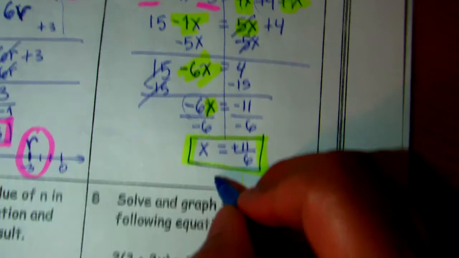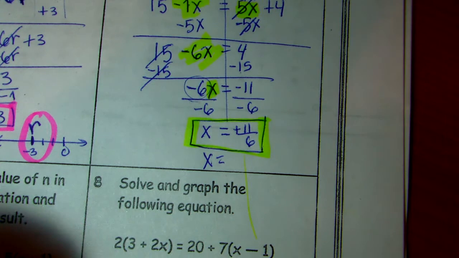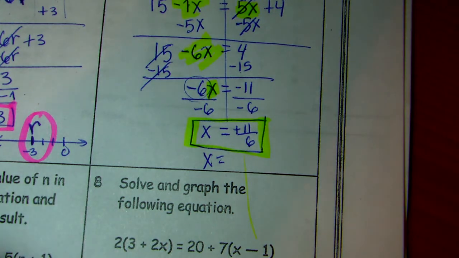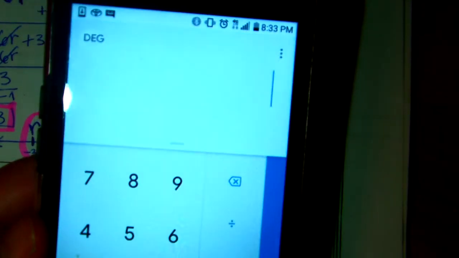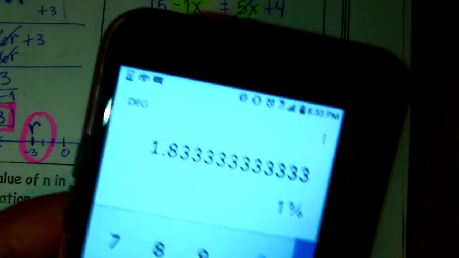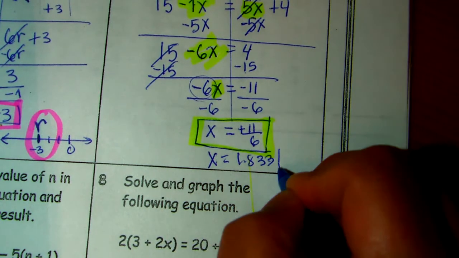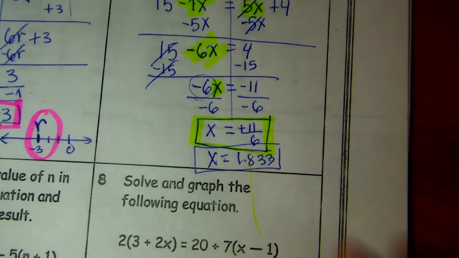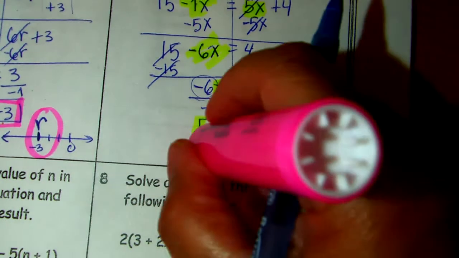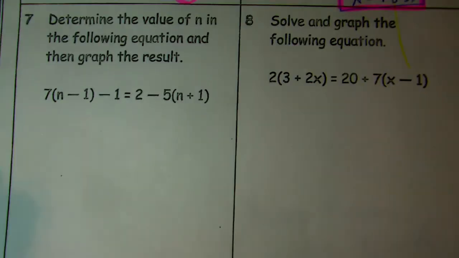We can just leave it like that, or get the decimal from the calculator, which will give you 11/6 equals 1.83, with the 3 repeating. Okay, and both answers are correct. Okay. All right, number 7.